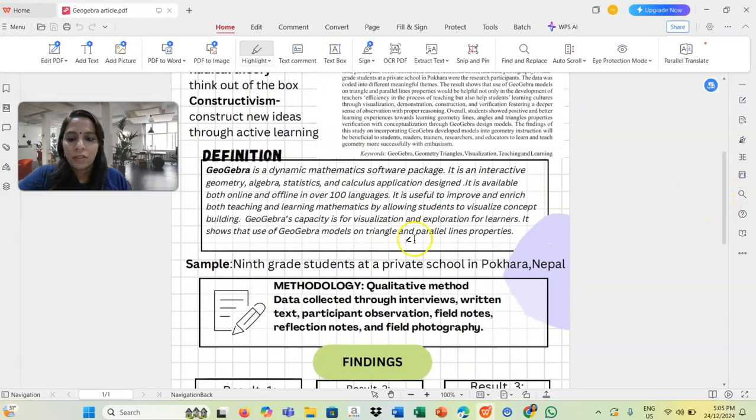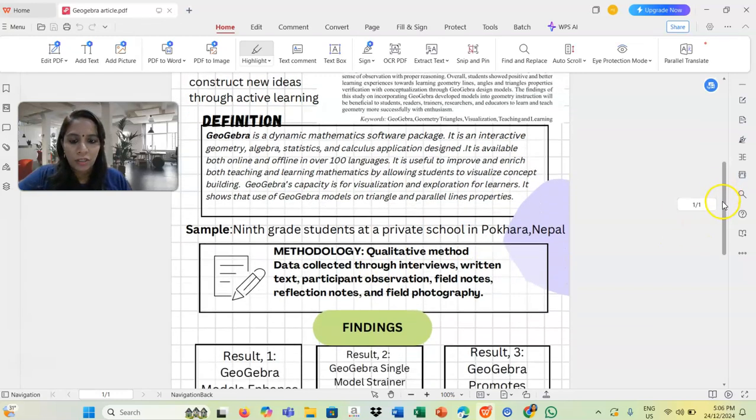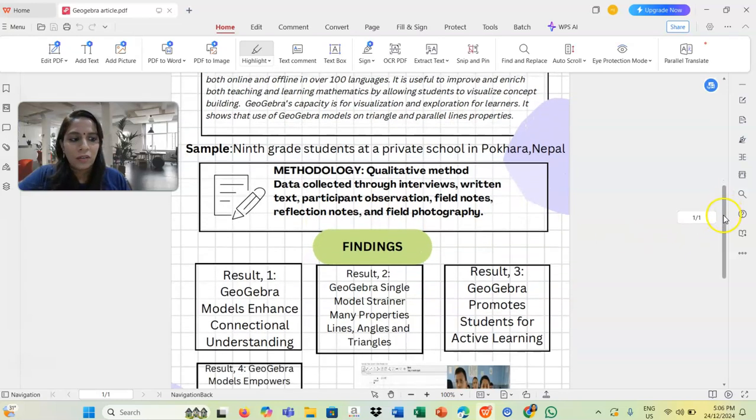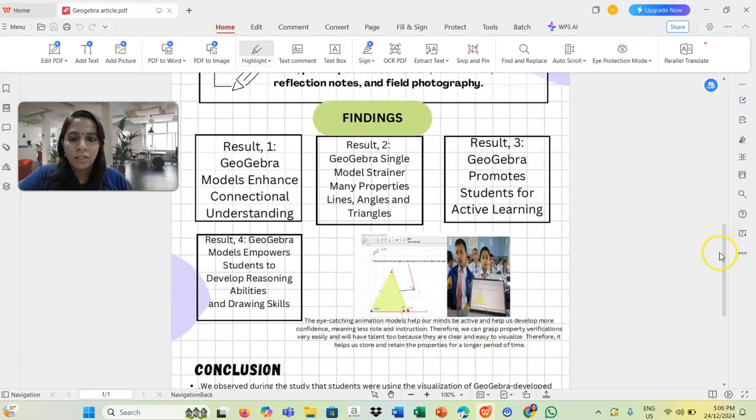Okay, now the sample involved in this article is 9th grade students at a private school in Pokhara, Nepal. And the methodology used is the qualitative method, where data were collected through interviews, written text, participant observation, field notes, reflection notes, and field photography. So the findings: there are 4 findings.